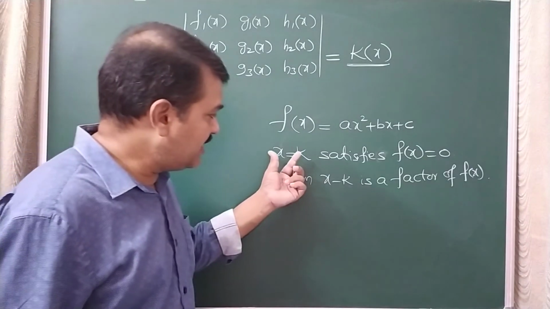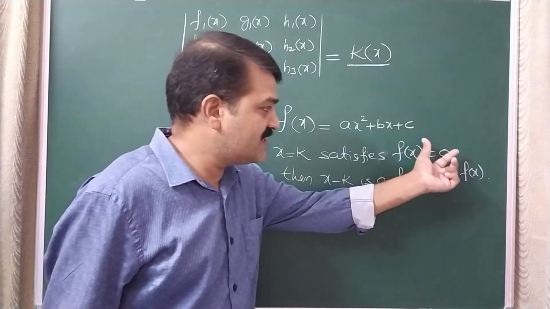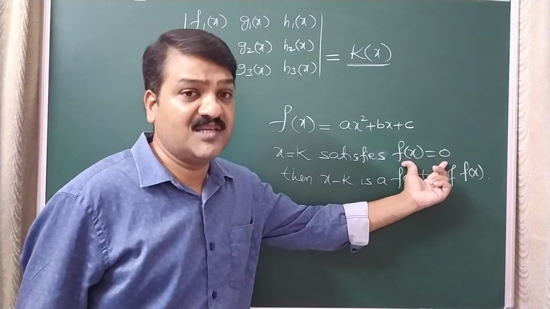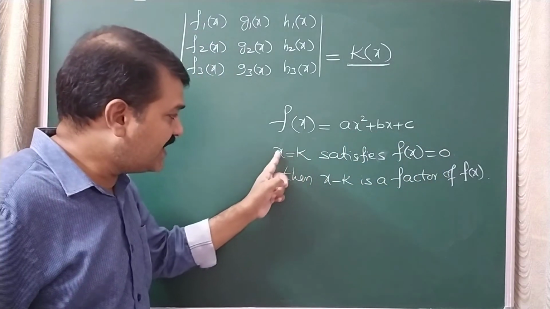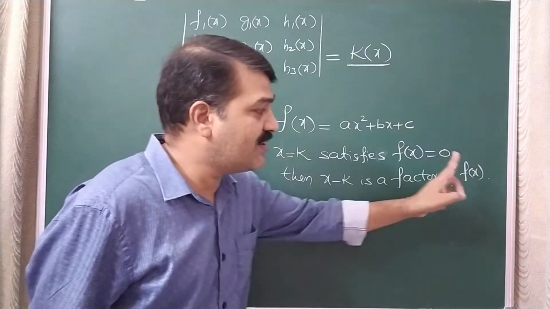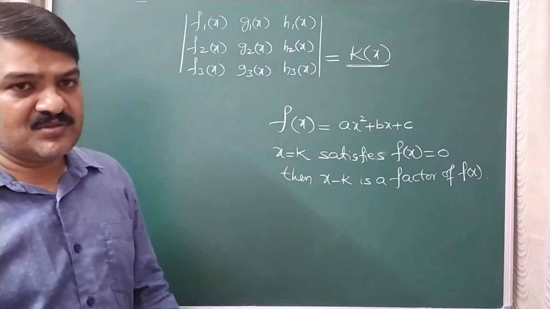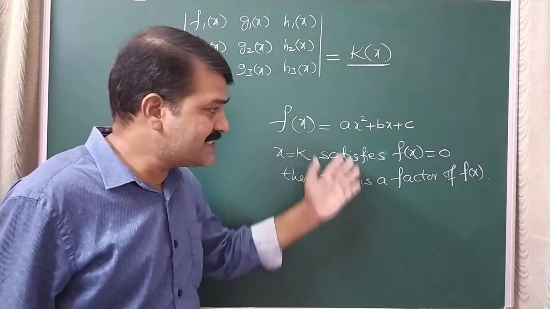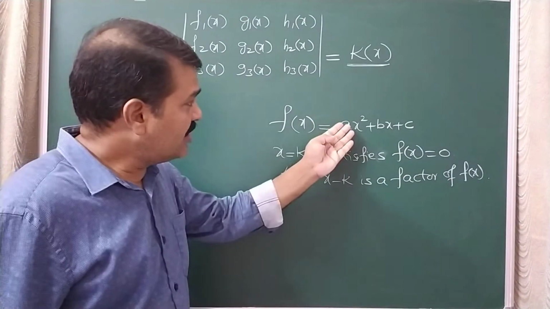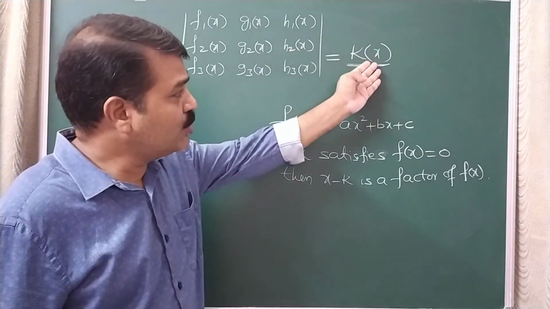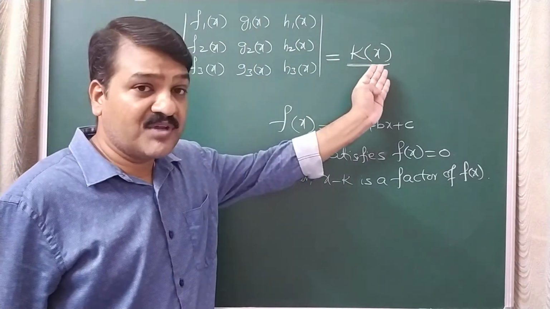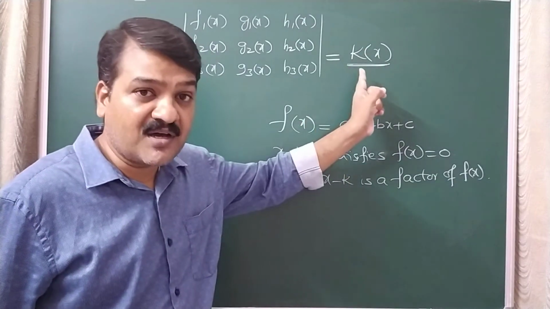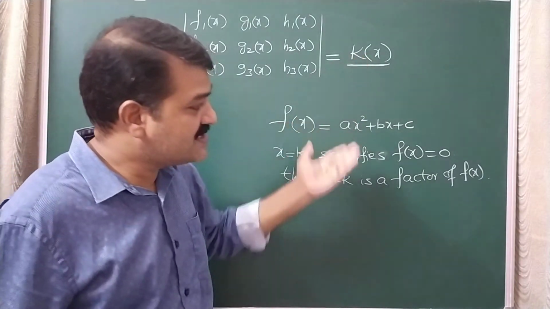So when x is equal to k satisfies f of x is equal to 0, that means x is equal to k is a root of f of x is equal to 0, we say that x minus k becomes a factor of f of x. This applies to second degree, third degree, fourth degree, any polynomial. So what we are getting as output for the determinant is also a polynomial. That means the same rule must apply to this also, because k of x is a polynomial.